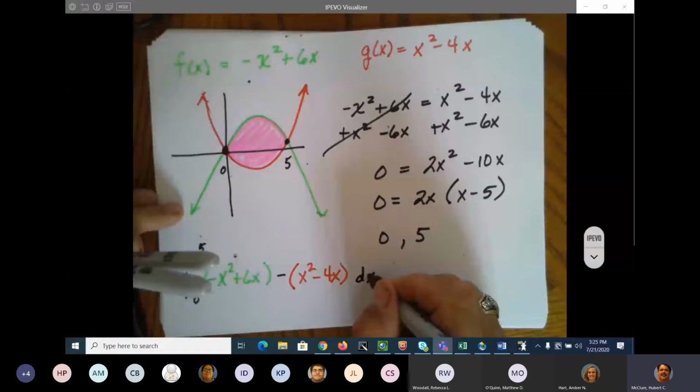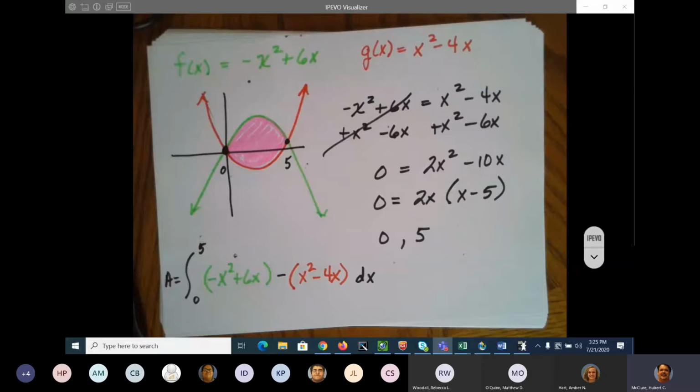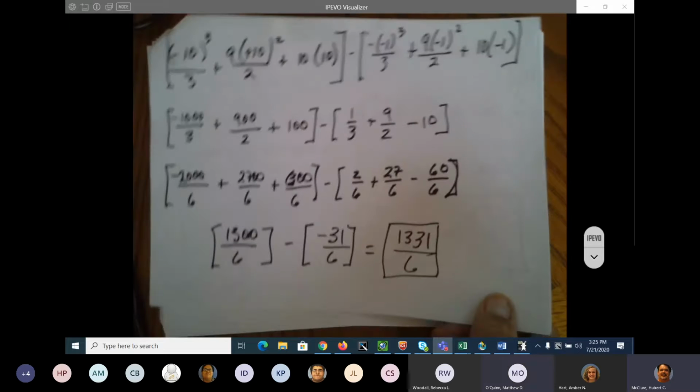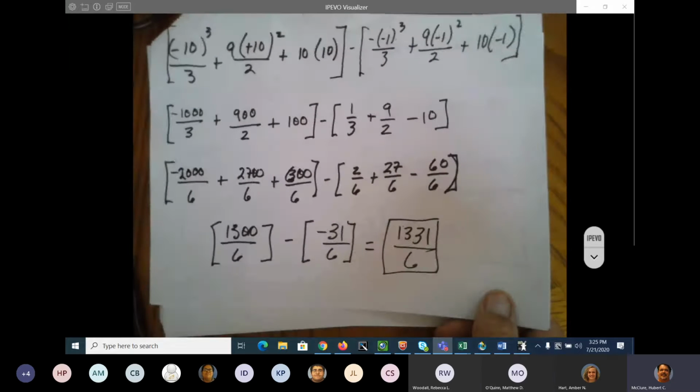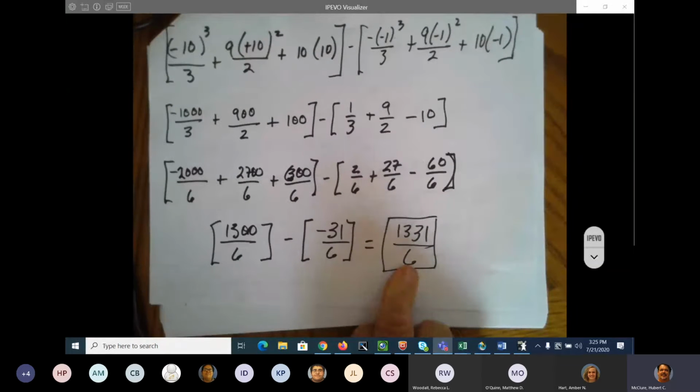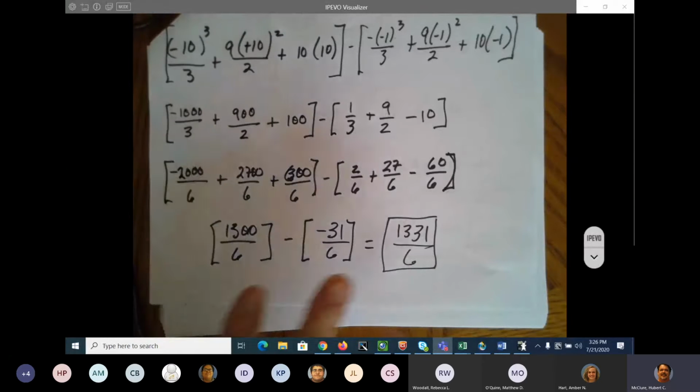Let me look on that previous problem. I don't think I did. Yeah, I did. Okay, on the previous problem, I did finish it, and I'll show you what the answer is. I gave you the setups. There is the answer for the previous problem, so you might want to write that down. 1331 over 6. I'll leave it on there for a couple of seconds if you want to take a picture of it.